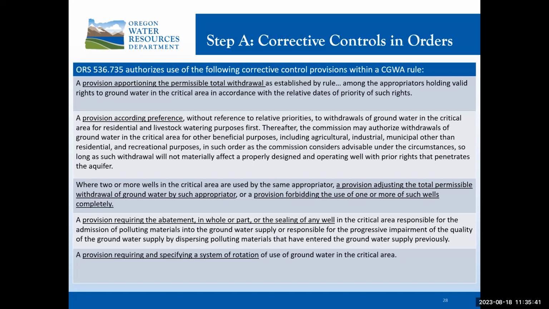And then the final provision that could be in a draft order is a provision requiring and specifying a system of rotation of use of groundwater in the critical area. And so this provision essentially says the commission through an order could specify that groundwater users use water in a system of rotation. So potentially one user uses groundwater for a period of time, and then the next groundwater user uses groundwater for a period of time, and the next, and so on. And so that's the final provision that's allowed in a draft order.